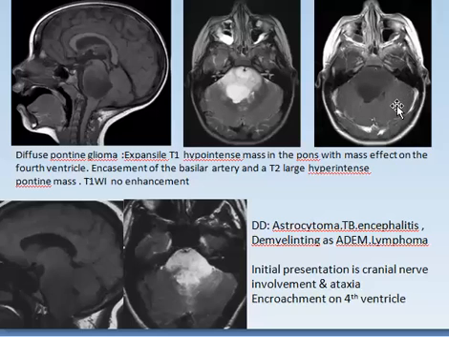There is no enhancement. Differential diagnosis is astrocytoma, encephalitis, ADEM, lymphoma. The initial presentation of such pontine lesion is cranial nerve involvement and ataxia with encroachment on the fourth ventricle and hydrocephalus. Thank you.